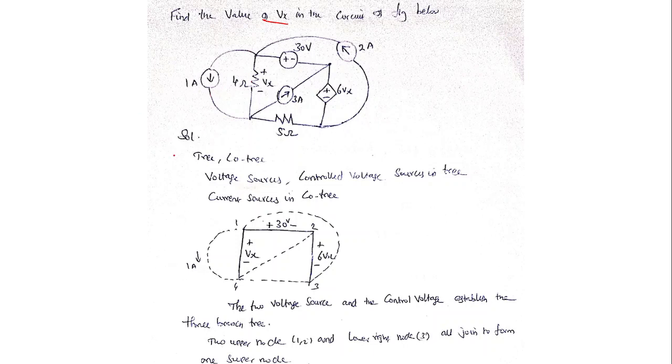Okay, first of all I'll be drawing the graph. So how to draw the graph? I need to identify the number of nodes. Node 1, node 2, node 3 and node 4. We have totally 4 nodes, so I'll draw all the 4 nodes here.